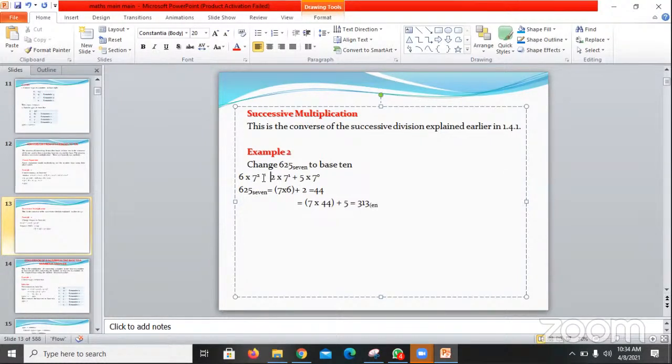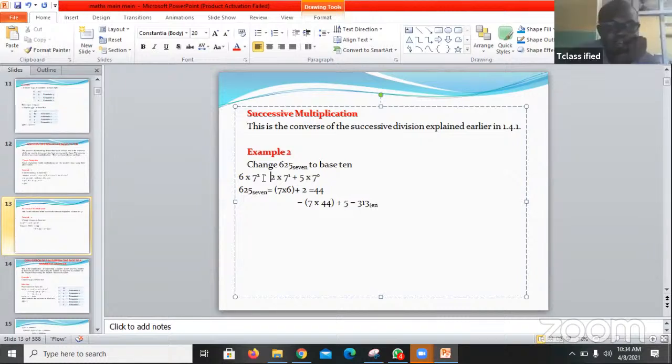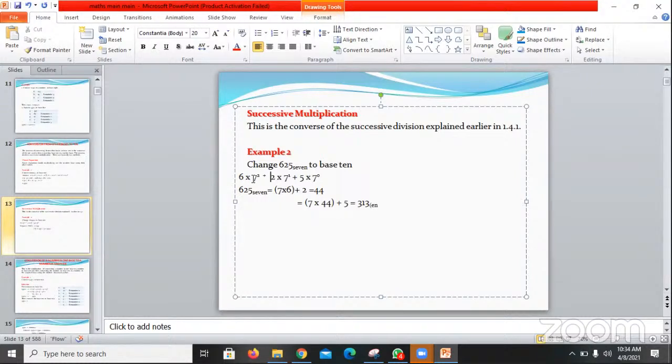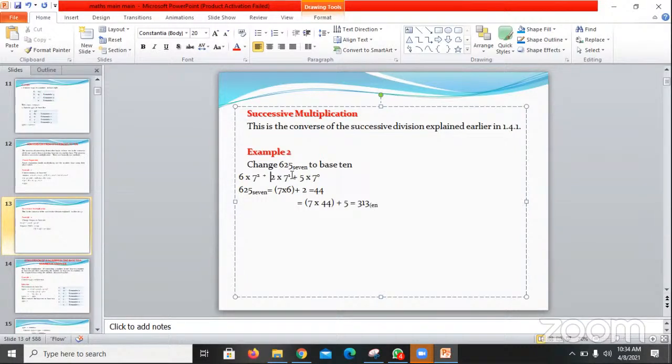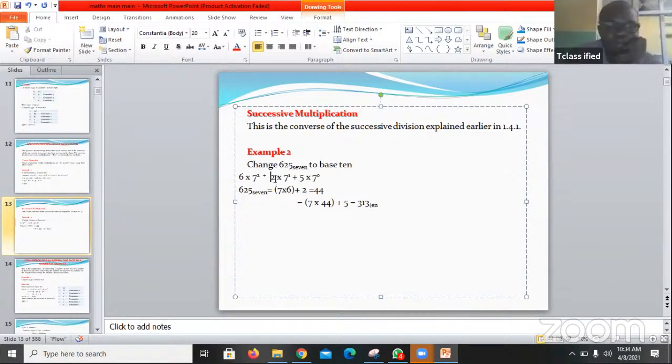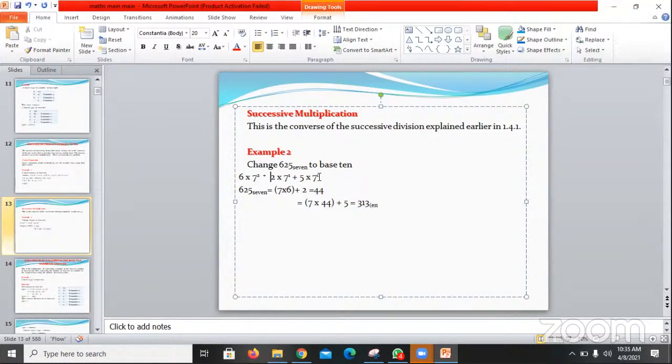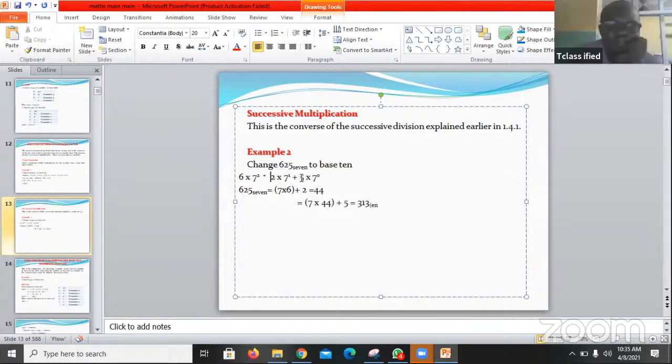49, isn't it? Yes, sir. So we do 49 times 6. Then for this one, 7 to power 1 is 7. Good. 7 times 2 is 14. Whereas this one, 7 to power 0 is 1, and 1 times 5 is 5. Good. So that is how we're going to get this out.